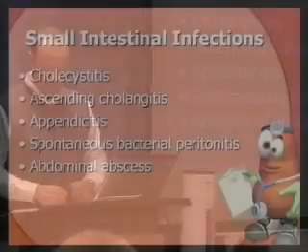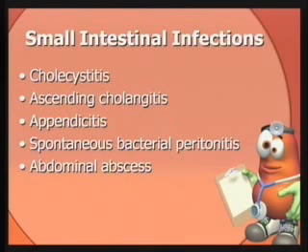Small intestinal infections. So we have cholecystitis. We have ascending cholangitis, appendicitis, spontaneous bacterial peritonitis, and abdominal abscess. The point is no matter how many I throw on this list, whether it's cholecystitis, ascending cholangitis, all small intestinal infections.